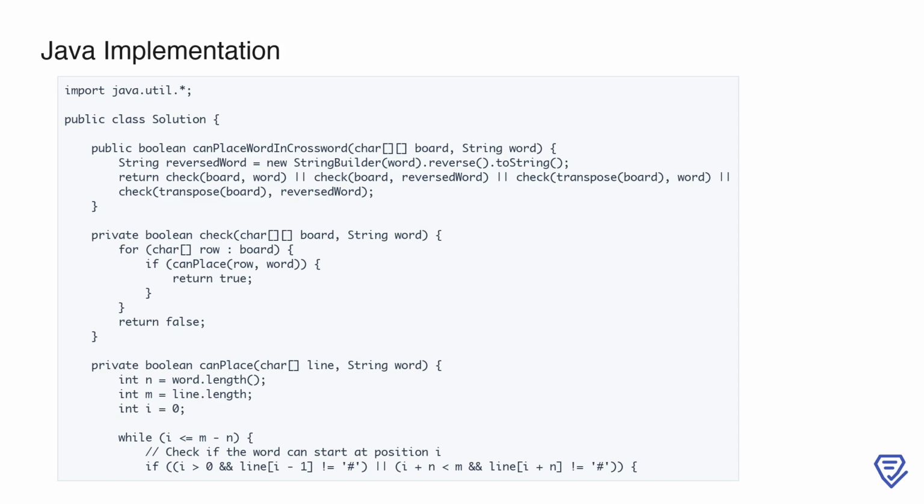Here, we begin by defining the core structure of our solution. In the canPlaceWordInCrossword method, we take the crossword board and the word as inputs. First, we create a reversed version of the word, which allows us to check for placements in both the forward and backward directions. The method then evaluates four scenarios: placing the word in the rows of the board, placing the reversed word in the rows, and the same two checks for the transposed version of the board, which represents the columns. This is achieved using a helper method, check, to encapsulate the logic for verifying word placement in a particular orientation. The check method iterates through each row of the provided board and calls another helper method, canPlace, to determine if the word can fit within that specific row. By combining these checks, we ensure all possibilities are covered for valid placement, whether horizontally or vertically, and in either direction.